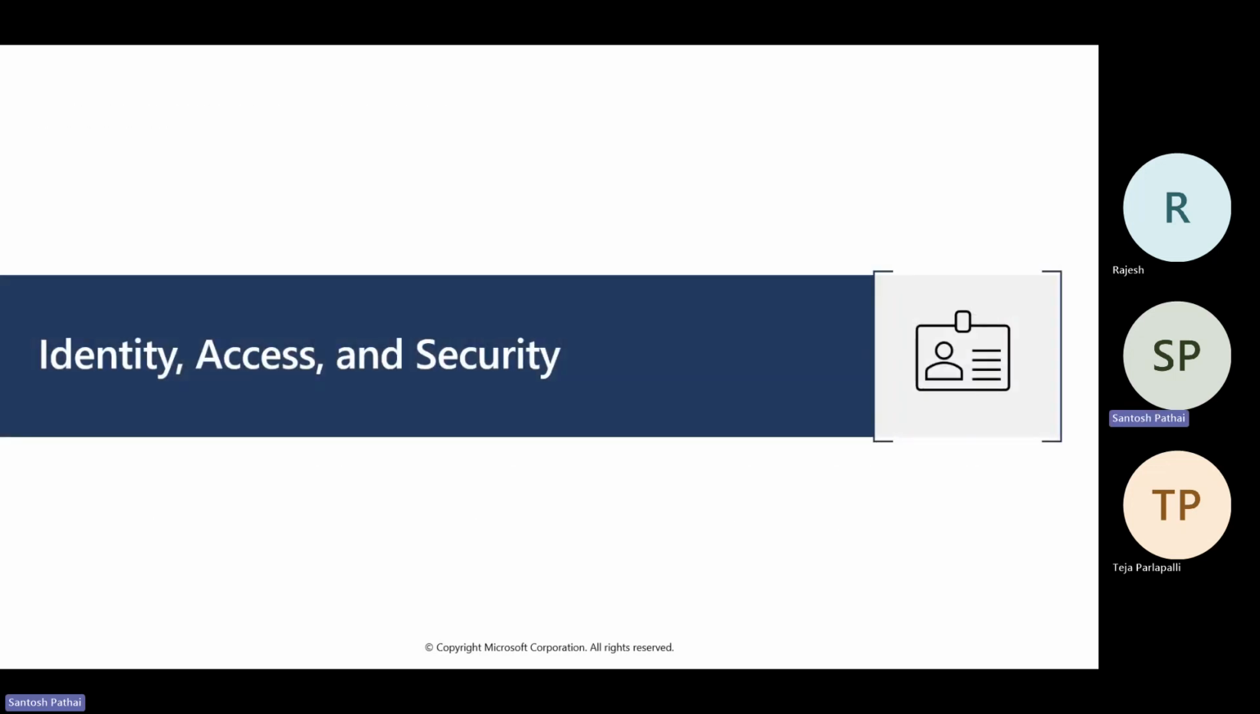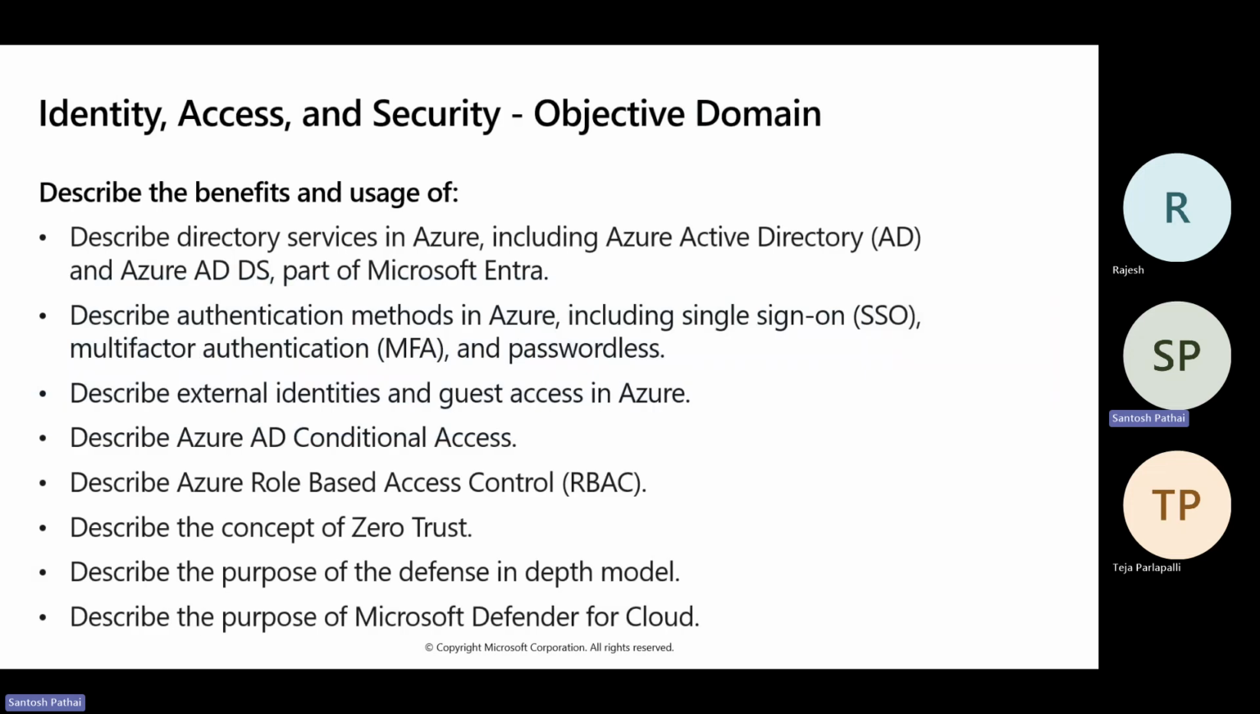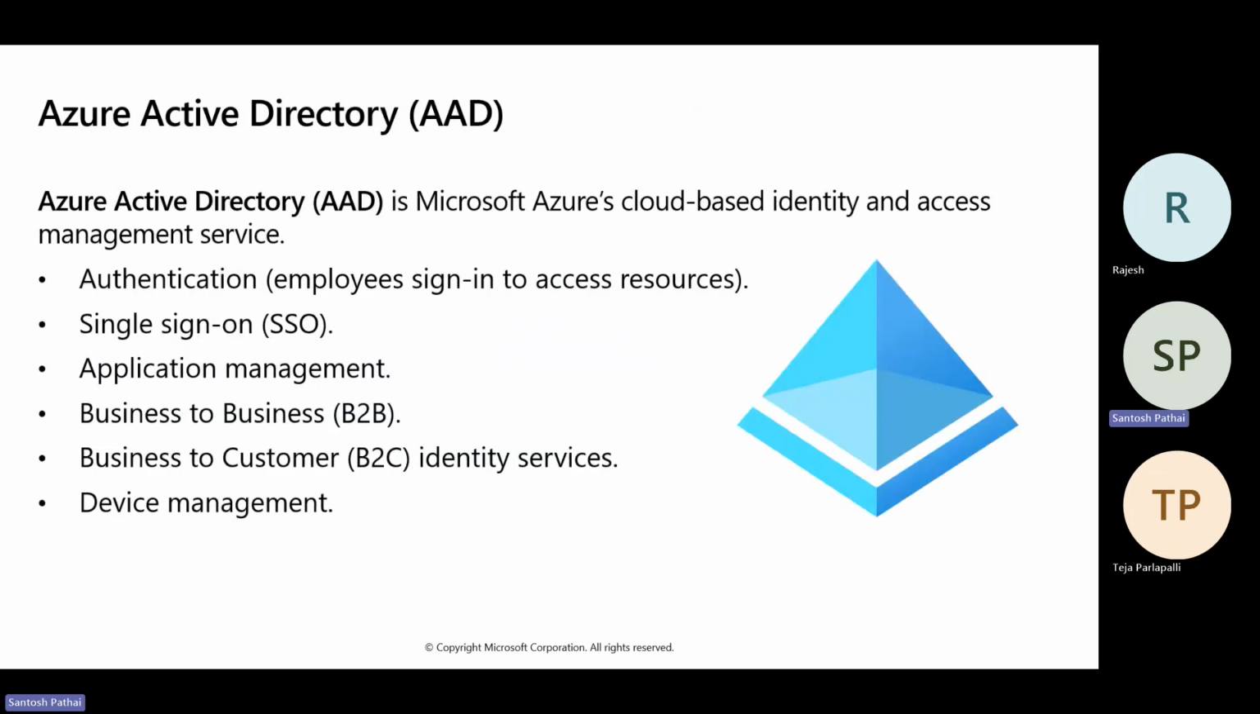Then we have identity access management services and security services. So first of all, you have Azure Active Directory, as we have our on-premise Active Directory services and our Windows Server. In the cloud, we have Azure Active Directory services. It is a cloud-based identity and access management service, which helps to authenticate your users on the cloud. It has a single sign-on option. It can be managed for applications. It also helps in serving the purpose of B2B and B2C, and it helps in managing the devices also.